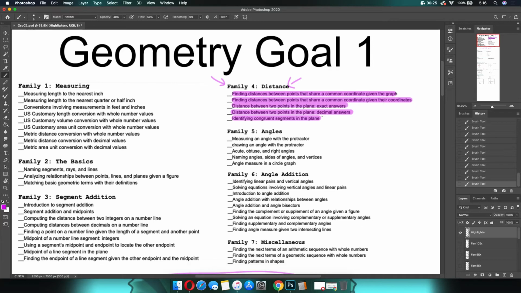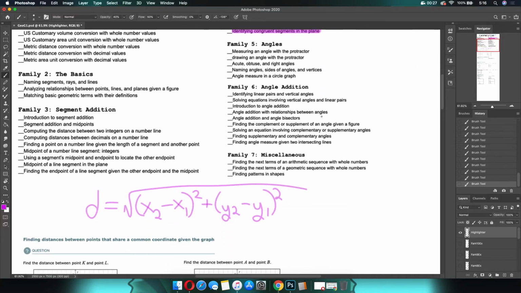All right, so first things first, there's the formula. I'm not going to say anything for a couple seconds, so you can hit pause and copy this in your notes right now.